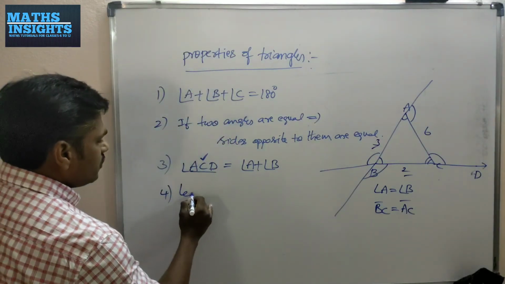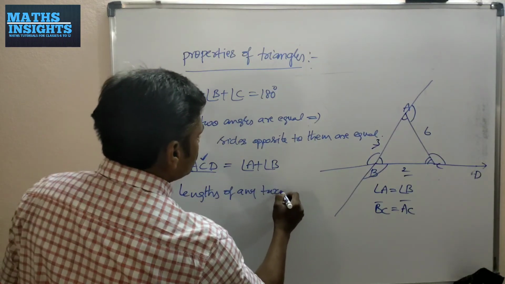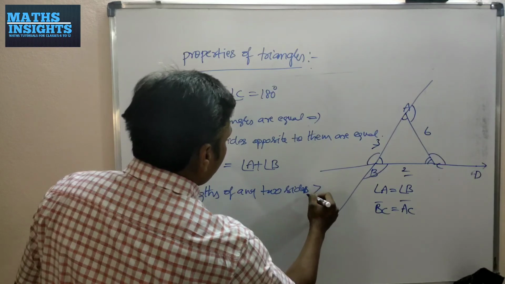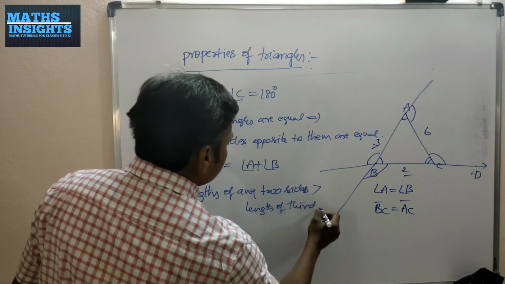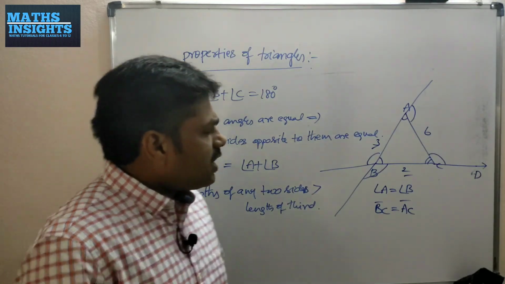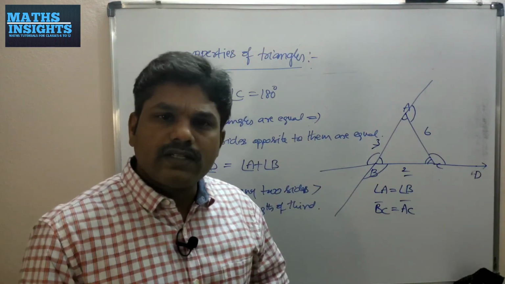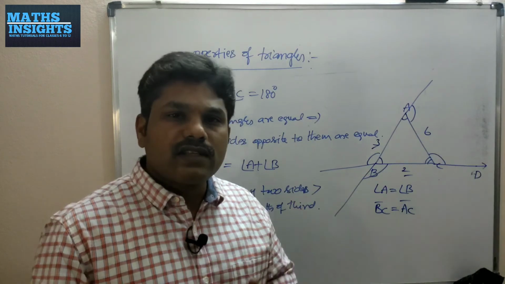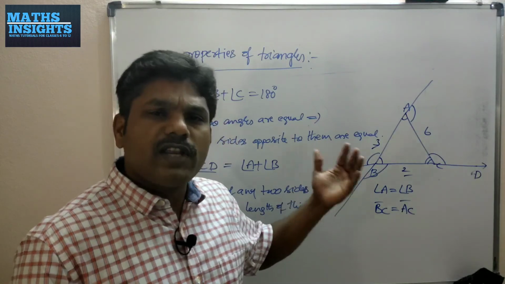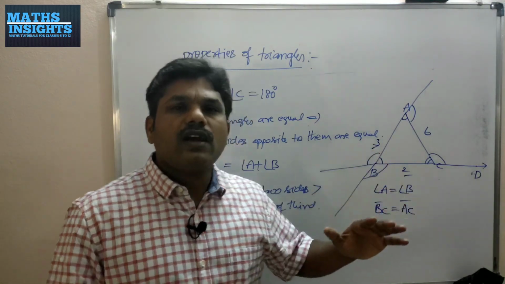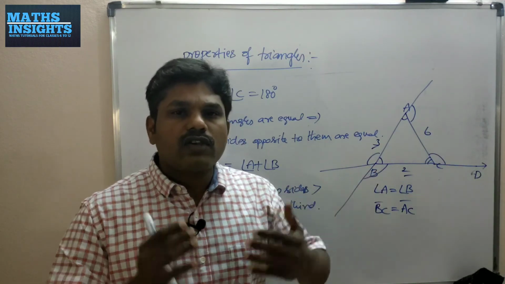So the lengths of any two sides is always greater than the length of the third side. So these are the main properties, and you have some very important centers like centroid, orthocenter, incenter, excenter, 9-point circle center. All these centers are very important in a triangle, and on that I had made a video already. You may watch that video. I have given the link.